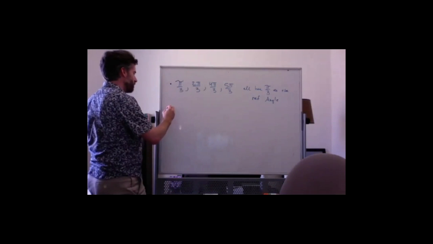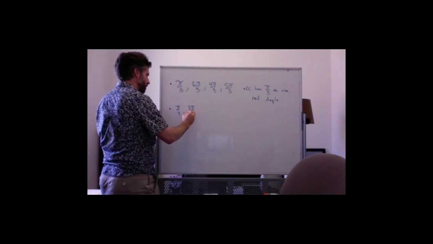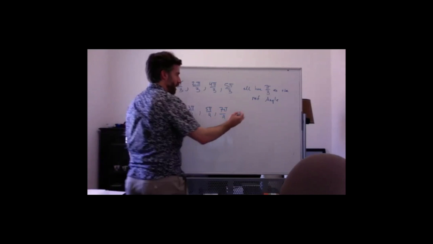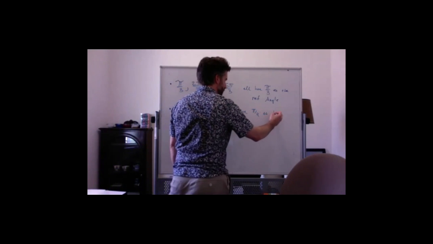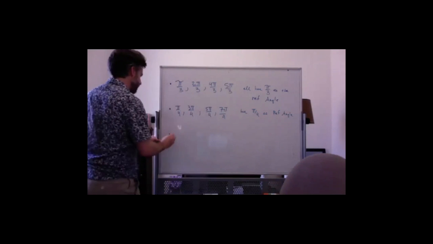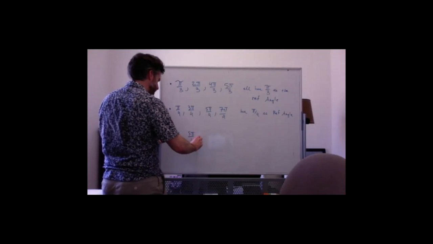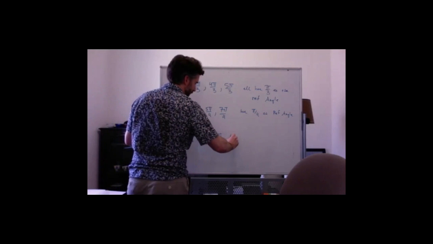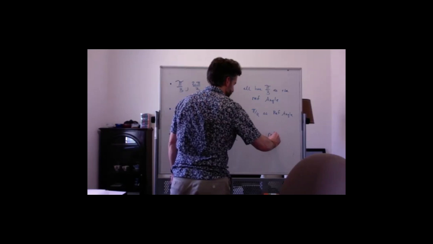Right, so pi over 4, 3 pi over 4, 5 pi over 4, and 7 pi over 4 all have pi over 4 as the reference angle. And lastly, pi over 6, 5 pi over 6, 7 pi over 6, and 11 pi over 6 all have pi over 6 as a reference angle.